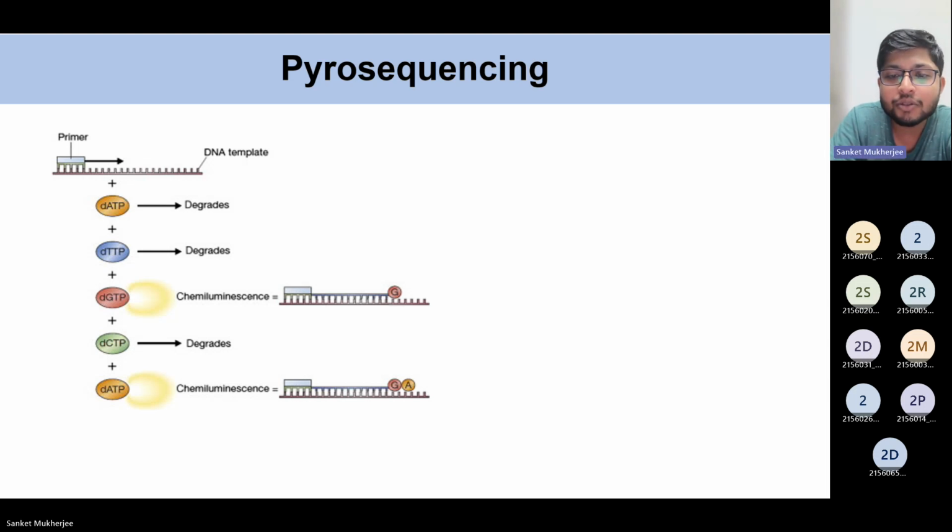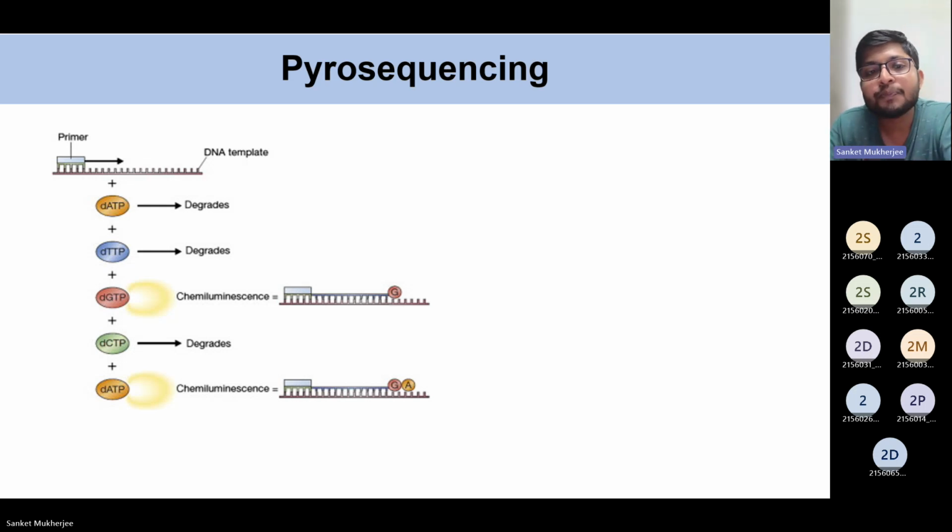ATP is required in the presence of this enzyme, and that will give light. So ATP will be converted to light, so the energy will be converted to light. This will give us the fluorescence essentially. So this is how the reaction works, how the luminescence is produced. So that is how it works.